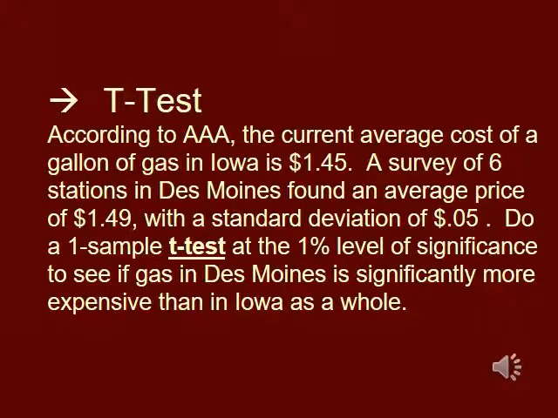According to AAA, the current average cost of a gallon of gas in Iowa is $1.45, which is like a buck less than it was not that long ago. A survey of 6 stations in Des Moines found an average price of $1.49 with a standard deviation of 5 cents. Do a one sample t-test at the 1% level of significance to see if gas in Des Moines is significantly more expensive than in Iowa as a whole.